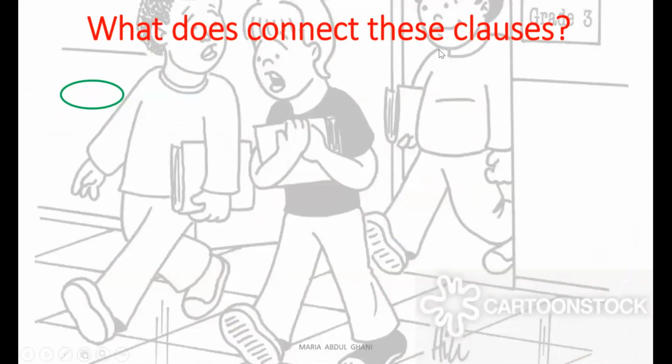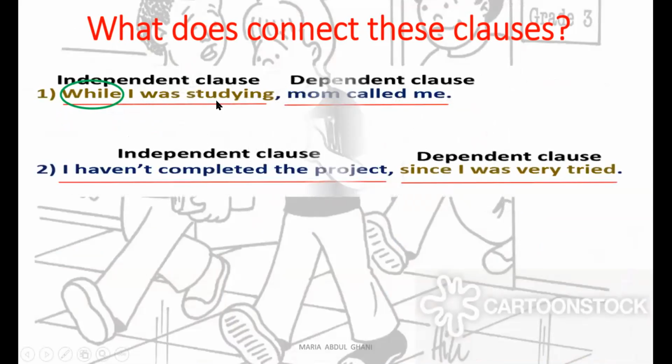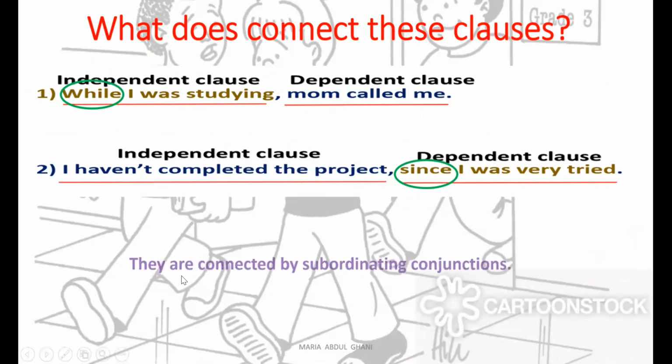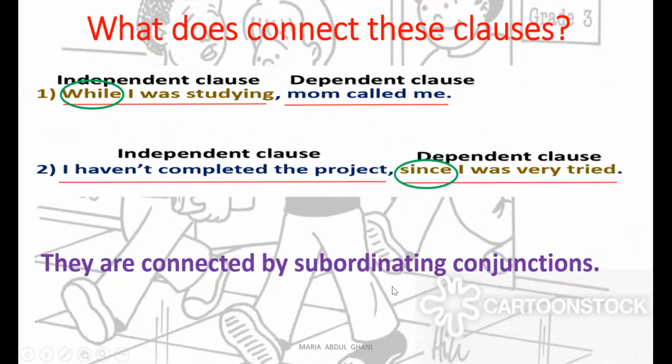Okay, what connects these clauses? Here, a subordinating conjunction. We have to tell which conjunctions. In sentence 1, the first one is while. In sentence 2, the second one is since. What do we call this, Diane, as you said? Subordinating conjunction. Okay, they are connected by subordinating conjunctions. While and since are subordinating conjunctions. Fine.